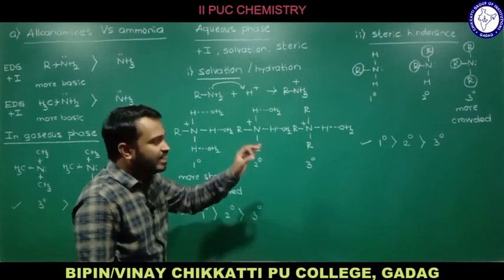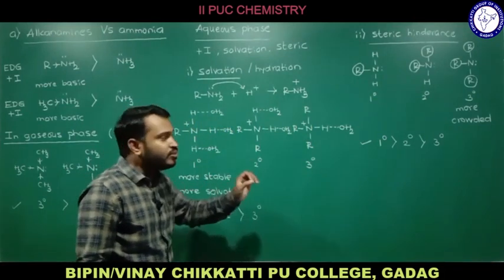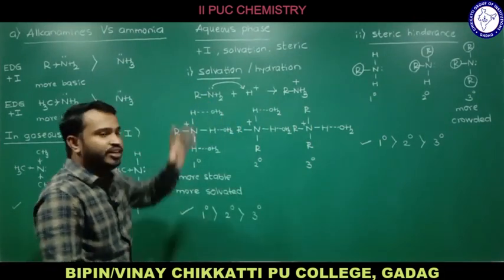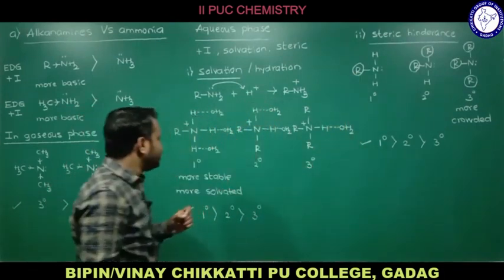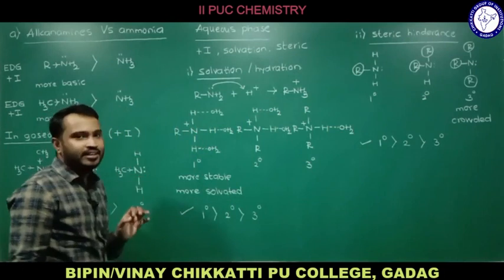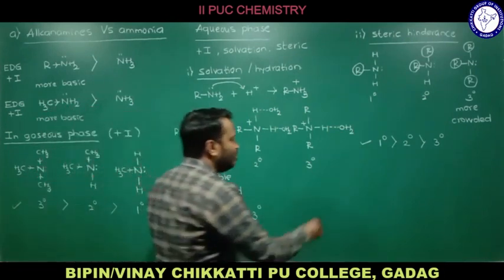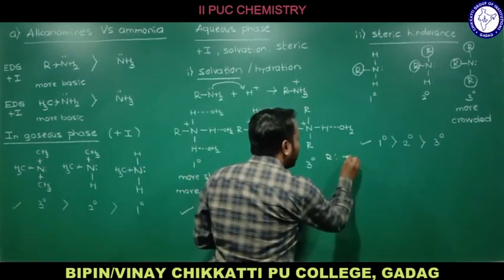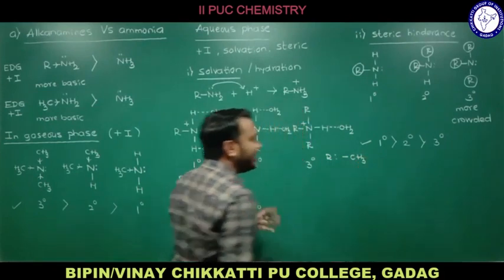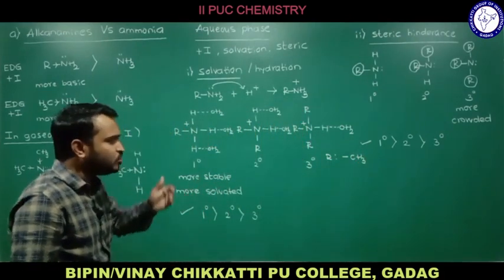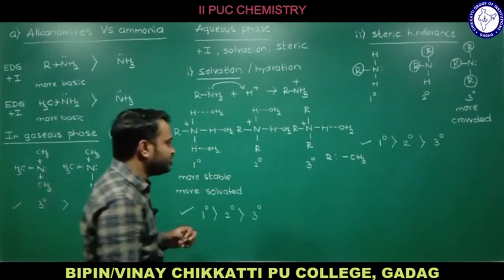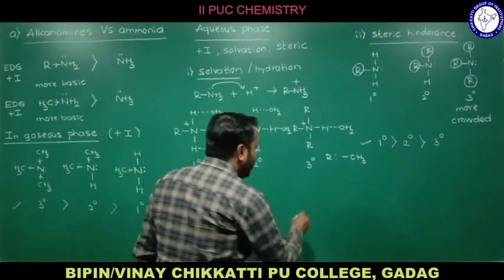Now we'll see one example, and I am going to consider the examples in the case of the aqueous phase only. As I said, here I represented alkyl in general, and here I represented alkyl in general. First we'll see what happens if R, that alkyl group, is a methyl group. We'll write some examples and see which one is more basic in nature. So now let me write the examples for that.